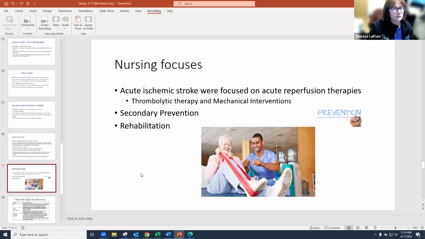Then we have some nursing focuses that we like to focus on throughout the whole hospital stay, and things that are always on our radar. We want to make sure that our patients are always evaluated for different kinds of reperfusion therapies. So can we get the blood vessel open to let it flow again? Do we give thrombolytic therapy, which means we give one of our medications, the tenecteplase or the alteplase, to open the clot and open the vessel?